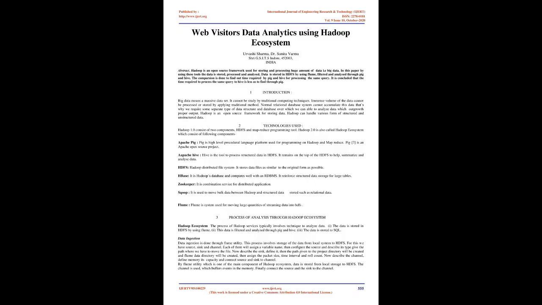Web visitors data analytics using Hadoop ecosystem. Abstract. Hadoop is an open-source framework used for storing and processing huge amounts of data, i.e. big data. In this paper, by using these tools, the data is stored, processed, and analyzed.